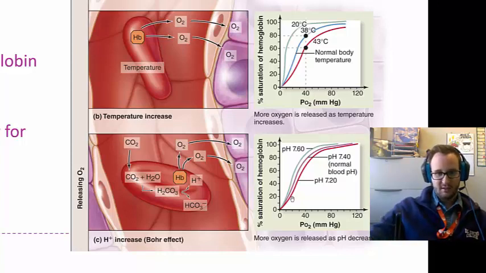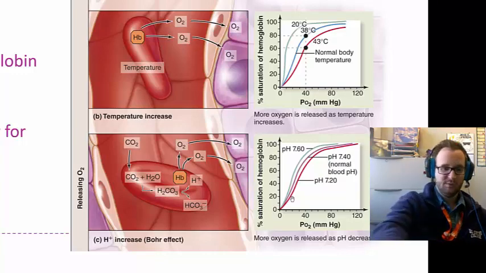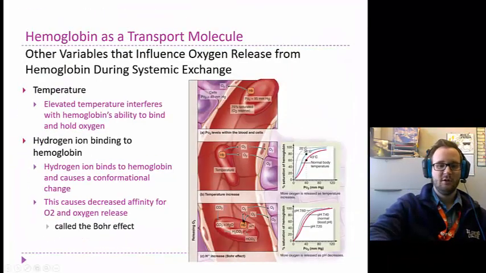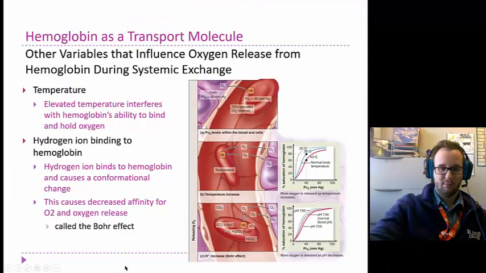And again, there's a practical application for this. In tissues that are metabolizing more, they're going to produce more metabolic byproducts, and those products are acidic. And as it produces more acids, it's going to need more oxygen. And so this is going to end up helping out those tissues that are undergoing more and more metabolic processes.